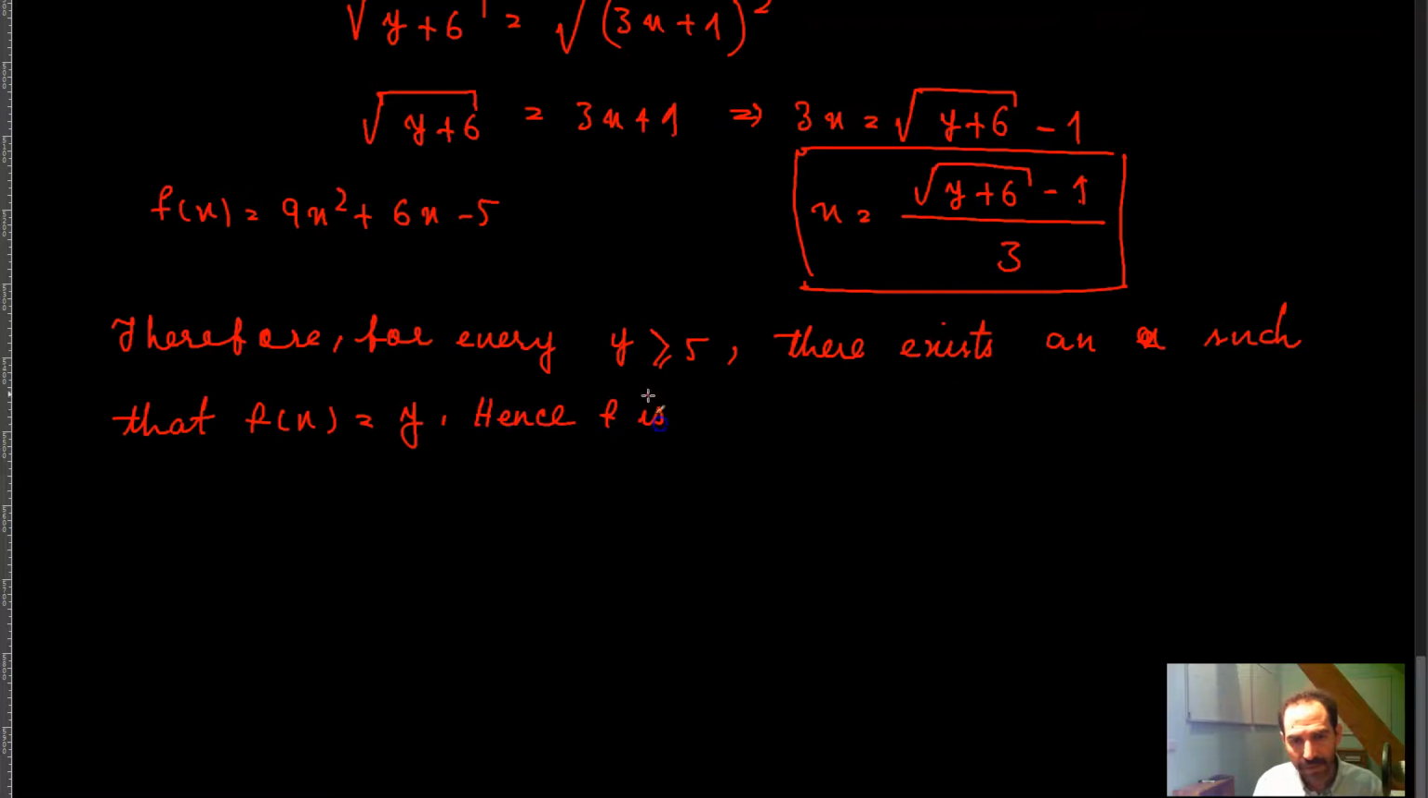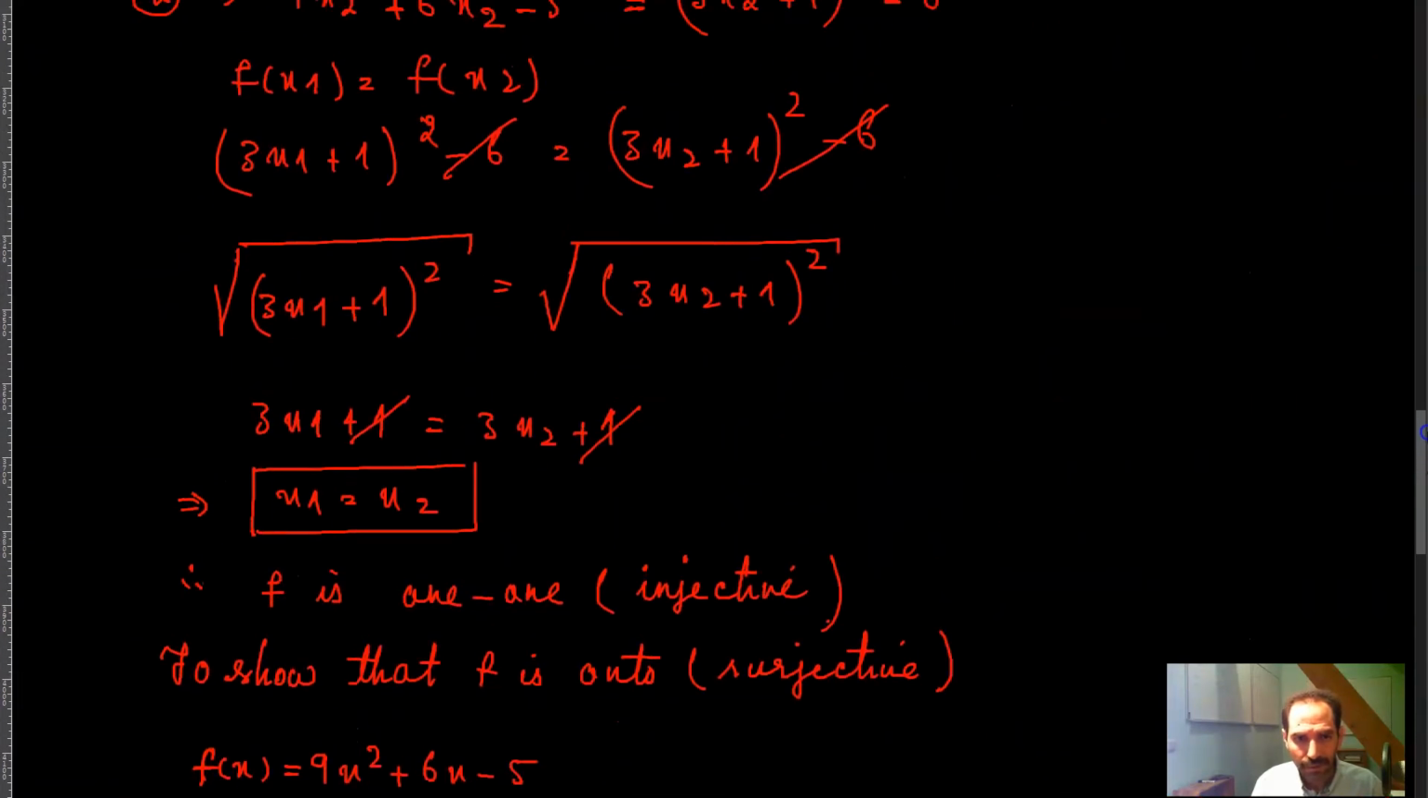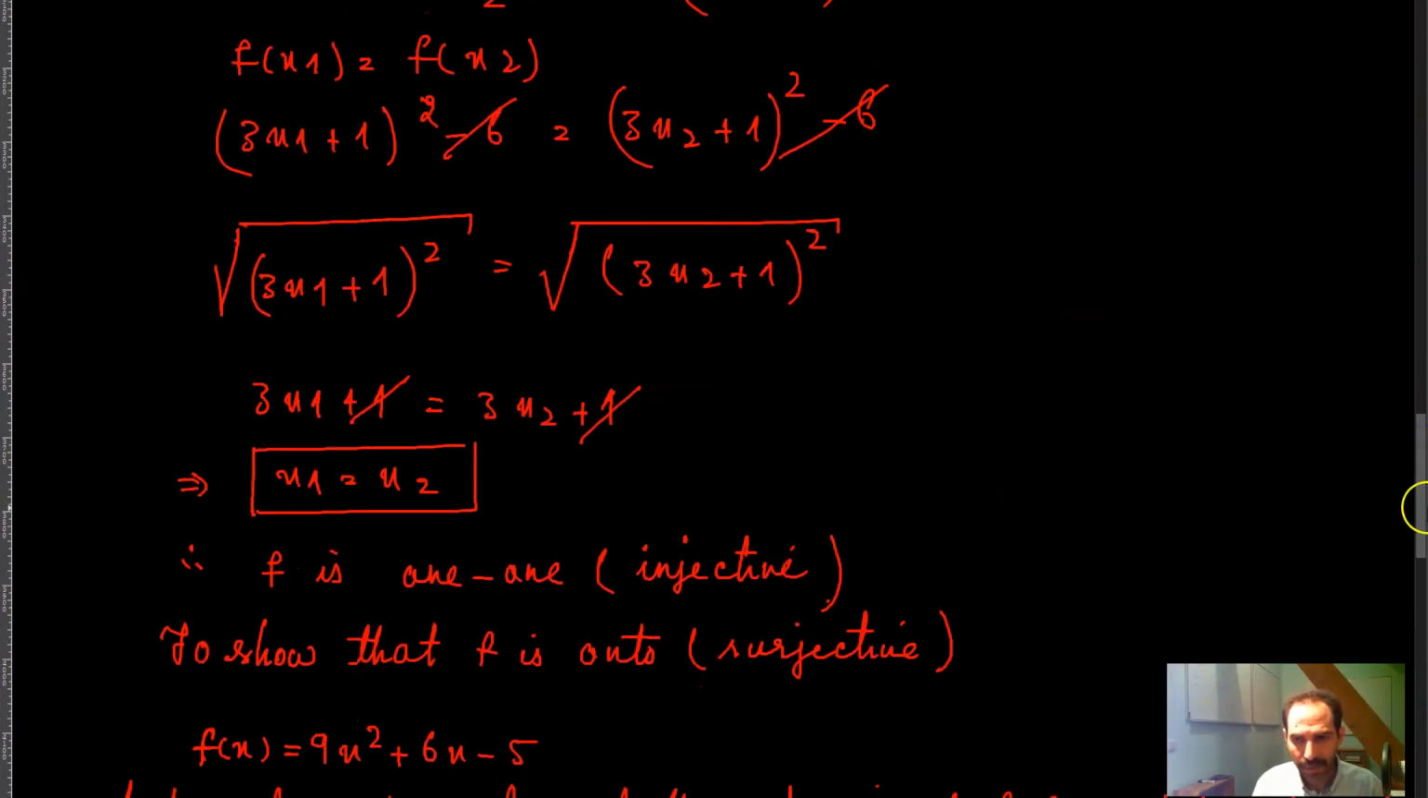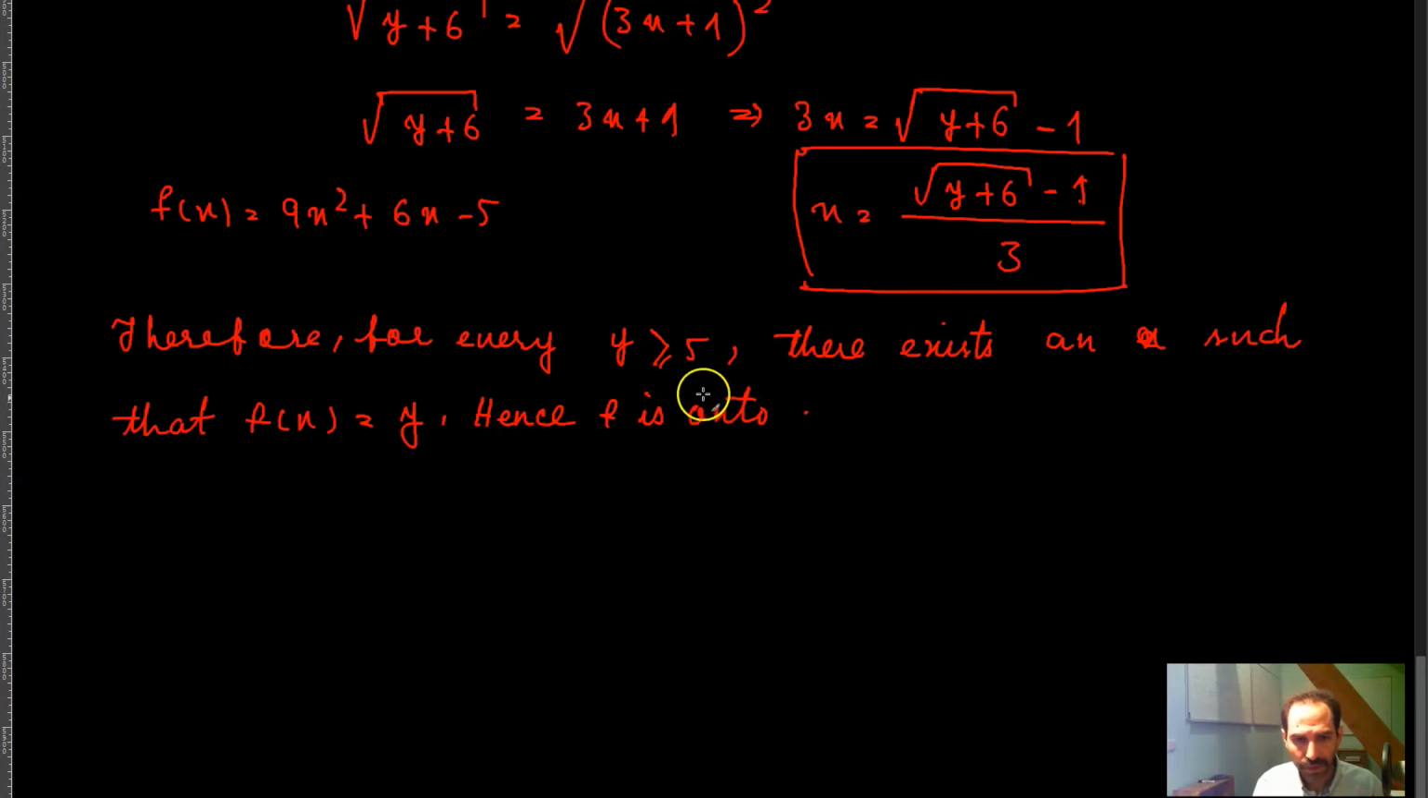Hence f is onto. Now basically we showed that f was injective and also onto, meaning that it is surjective, meaning that f is bijective, meaning that the inverse of f actually does exist, right? So now let's calculate the inverse of f.